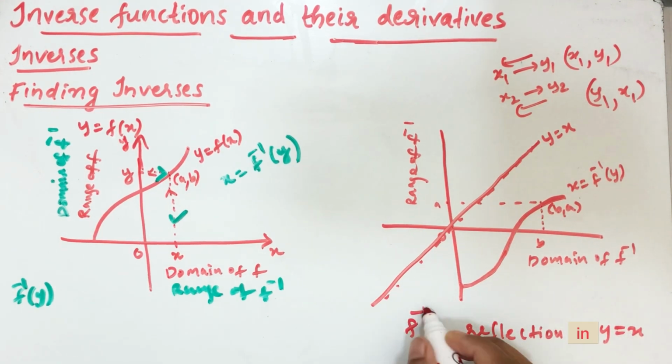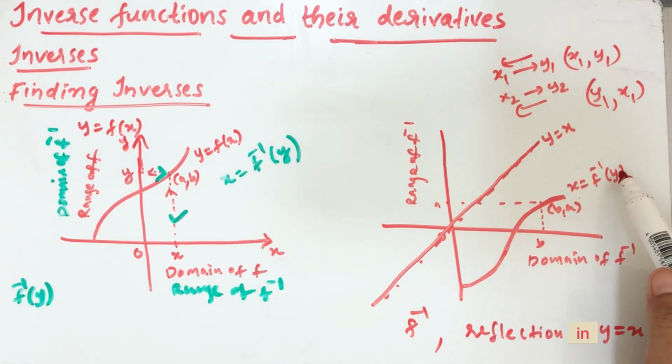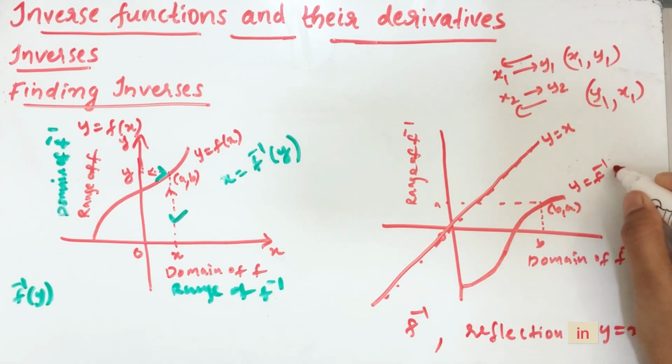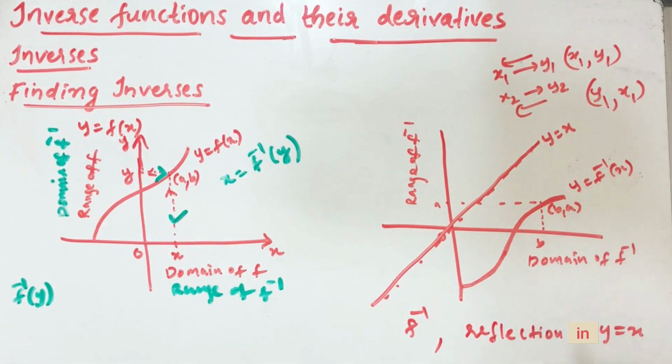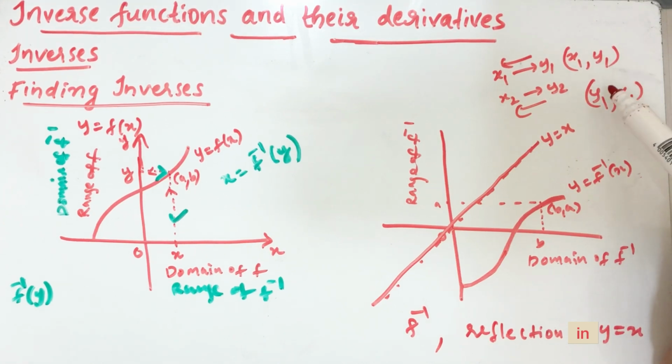F inverse is the reflection in the line y equal to x. Here we have written x is equal to f inverse of y. Instead we can write y equal to f inverse of x. We can just interchange the variables, no change. So we can say that in the graph of f and f inverse, input and output pairs get reversed.